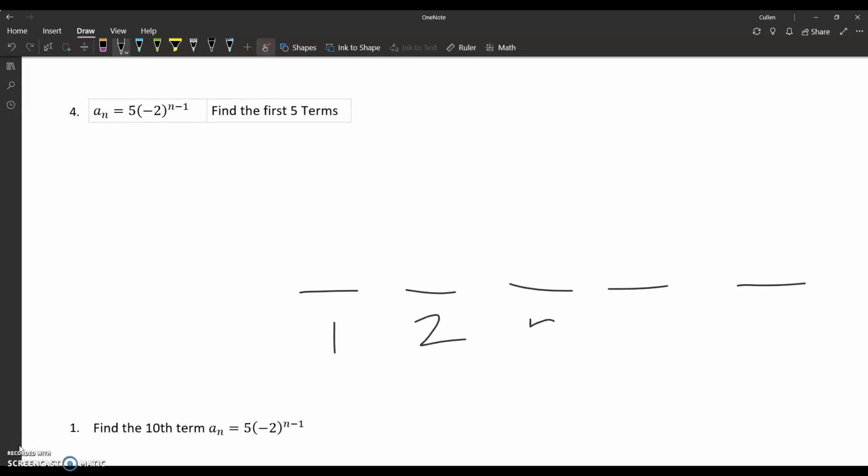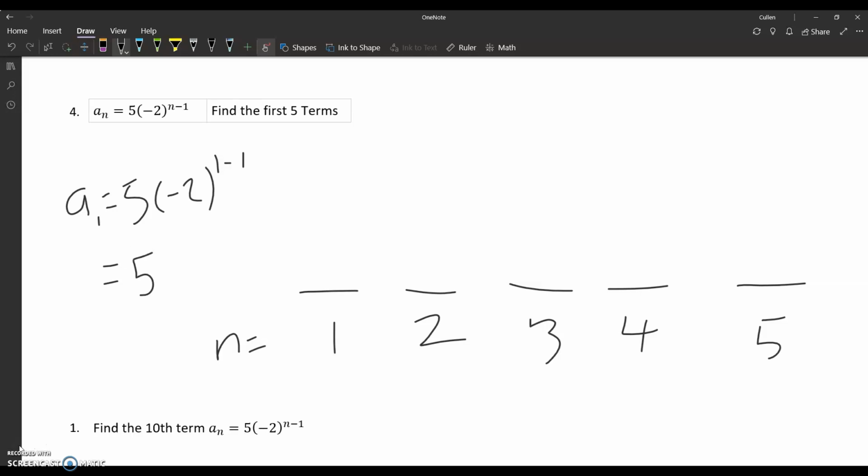And then the way you do this is the same as if you were using an arithmetic formula. These numbers down here are what you plug in for n. So if you want the first term, you plug in 1 for n. So let's find a1, and it would equal 5 times -2 to the n minus 1, so 1 minus 1. And then you go through and you plug it in. This is 5 times -2 to the 0 power. And 1 minus 1 is 0, so anything to the 0 power is 1. So your first term actually turns out just to be 5.